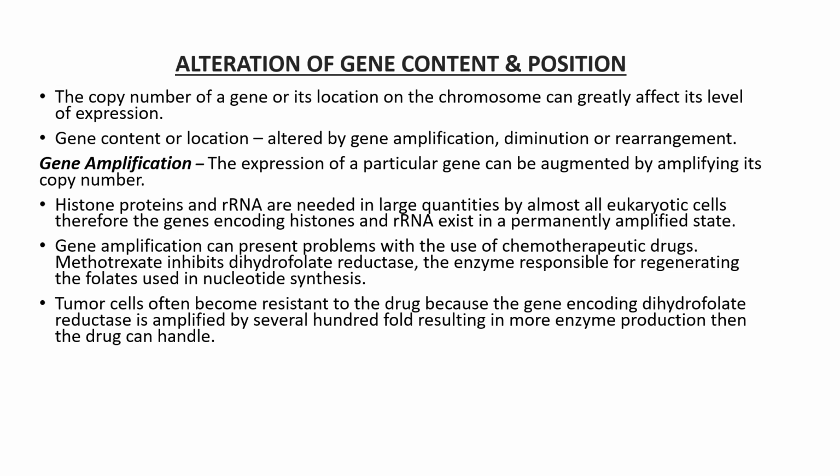So moving on to the first step, that is alteration of gene content and position. The copy number of a gene or its location on a chromosome can greatly affect its level of expression, meaning that the more genes or the more copies of the same gene on a chromosome may indicate greater expression of that gene. And this gene content or location can be altered by gene amplification, diminution, or rearrangement.